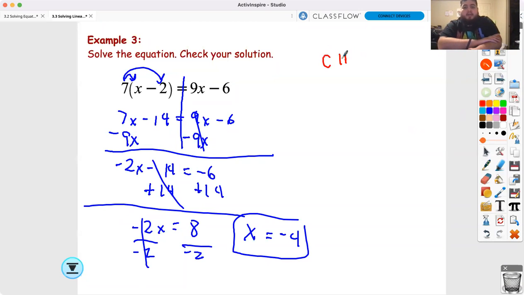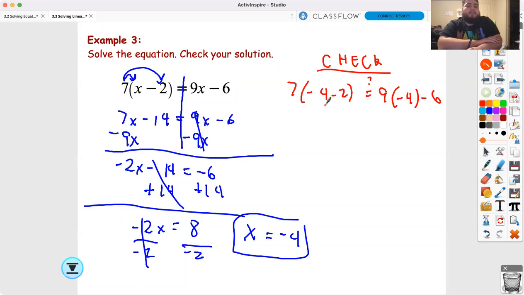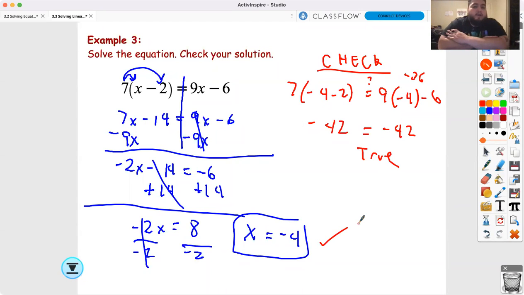Now it wants us to check. So to check, you just plug it into your original equation, guys. So it'll be 7 parentheses -4 minus 2 equals question mark 9 times -4 minus 6. -4 minus 2 is -6. -6 times 7 is -42. 9 times -4 is -36. Minus 6 is just -42, which is true. So this is the correct solution.